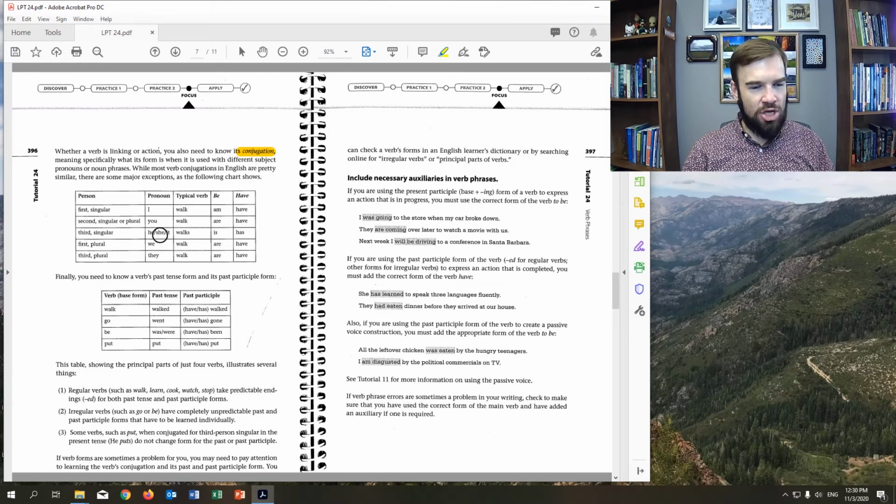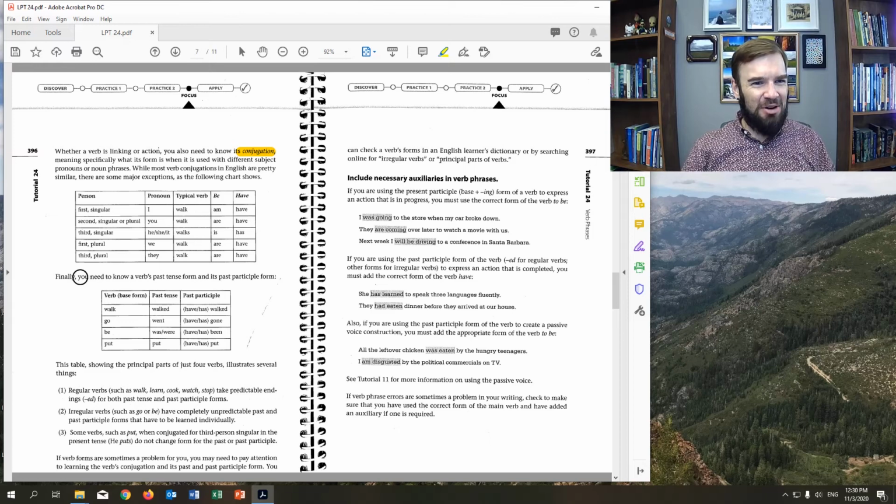Third person singular, he, she, it, so again the typical verb is going to be walks, or he, she, it is for the be verb, he, she, it has for the have verb. First person plural, that's we, the typical verb is walk, but for the be verb it's we are, and for have it's we have. Third person plural, that'd be they, and a typical verb is walk, so they walk, but for be it's they are, and for have it's they have. Again, information you probably already know, but just helpful to see these rules over and over again, especially for be and have, because they're so common.